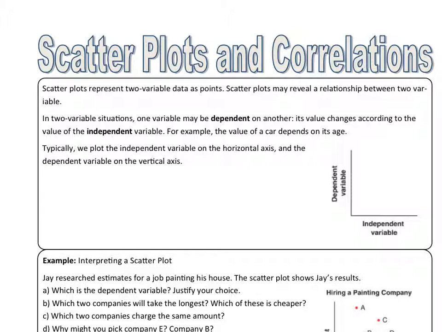In two variable situations, one variable may be dependent on another, in the sense that its value changes according to the value of the independent variable. For example, the value of a car will depend on its age. Typically, we plot the independent variable on the horizontal axis and the dependent variable on the vertical axis.